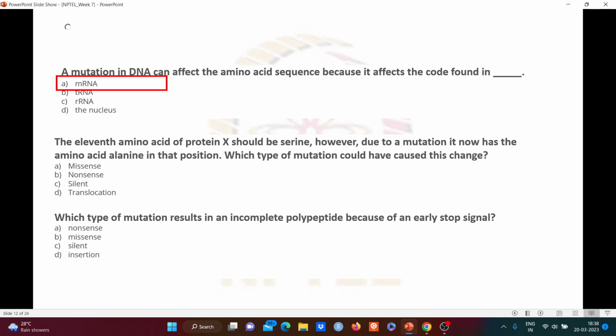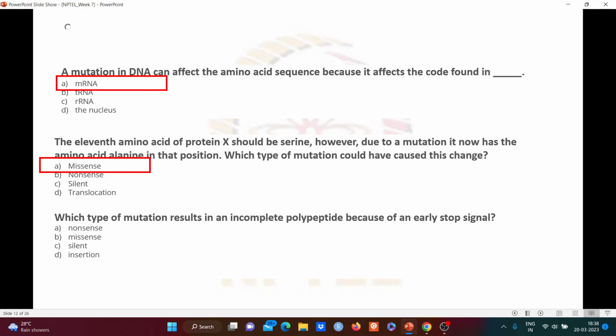Yeah, these are the missense mutations, where we observe a change in the codon, giving rise to a new amino acid. So here, because of the change, instead of serine, we are seeing a different amino acid.